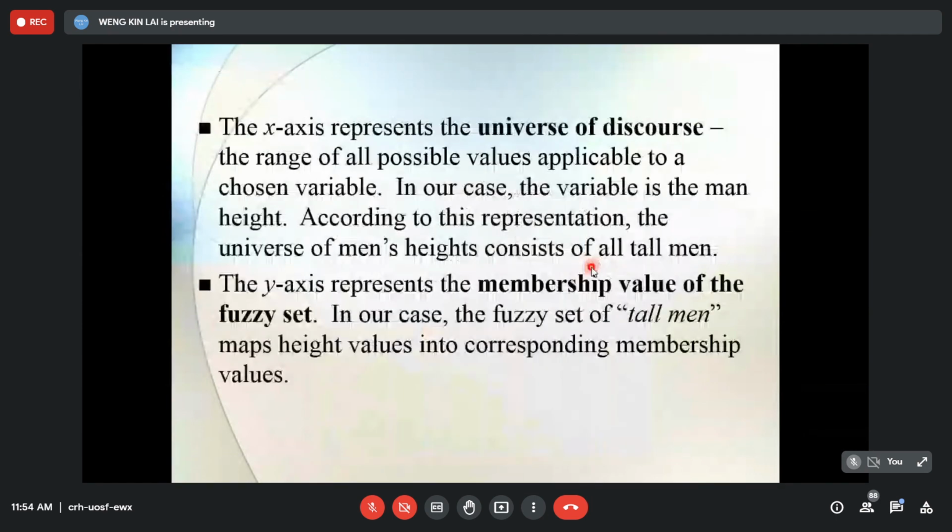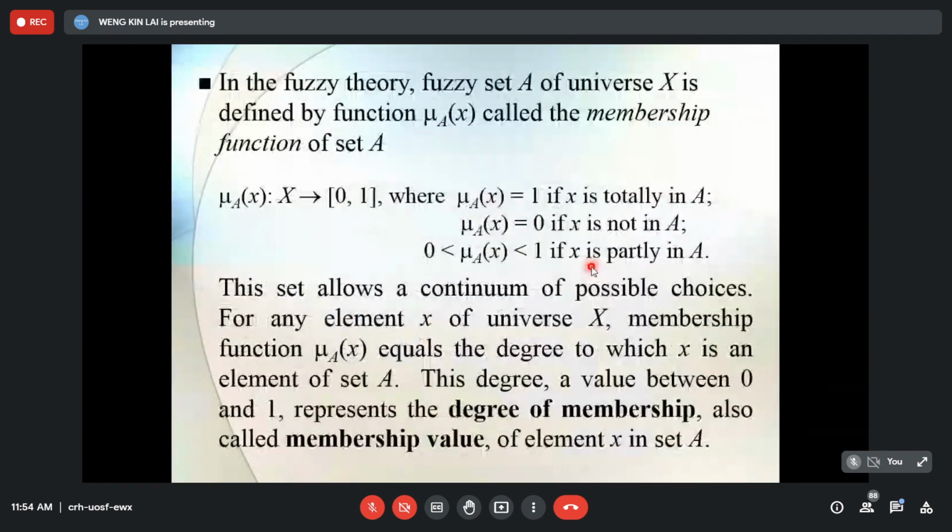Right, totally in A is 1. Now, the membership function of set A, mu A(x), equals 0 if x is not in A. So that element is not in A. In between, it can be any value between 0 and 1. It's partly in A. As a result, this set allows a continuum of possible choices.